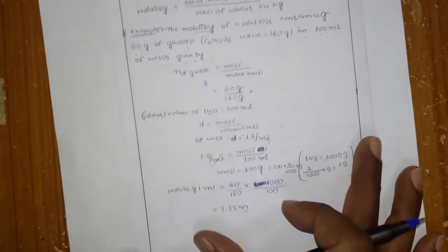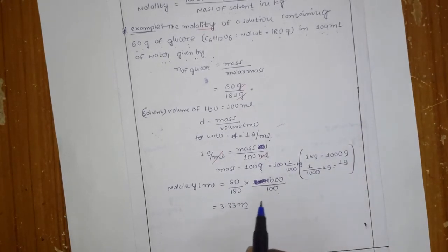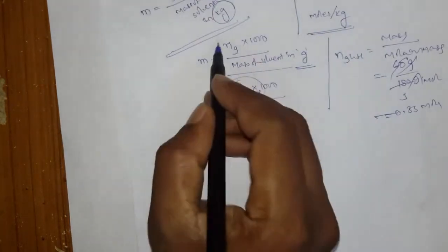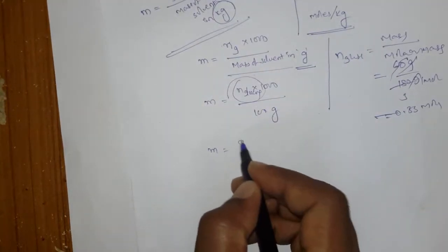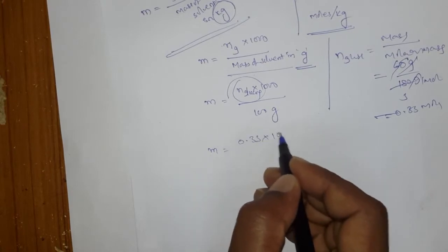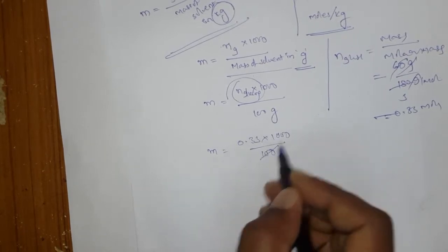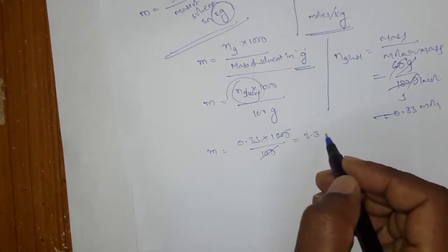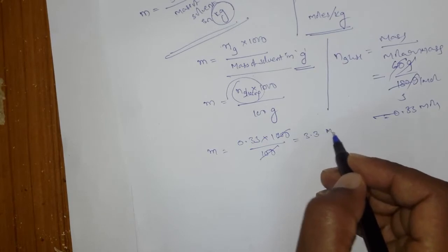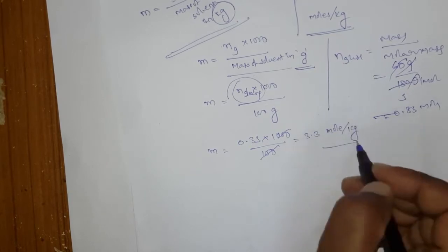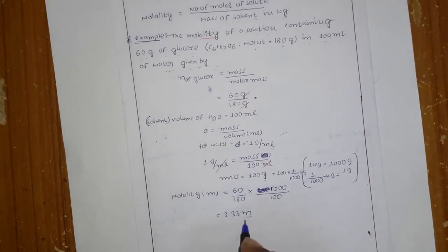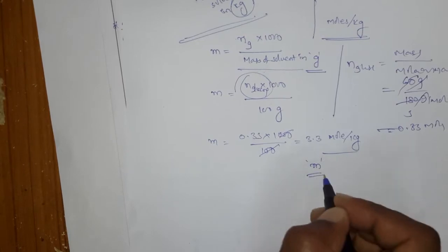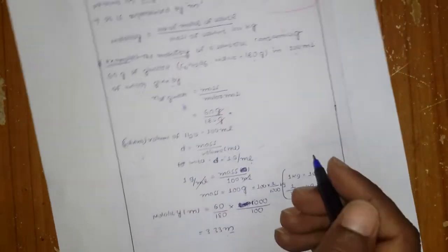Now you substitute all these things. n is 0.33, into 1000 divided by 100. So that is 3.3 mole per kg. The units are mole per kg. Or else you can also write it as small m. Here I am writing the units.